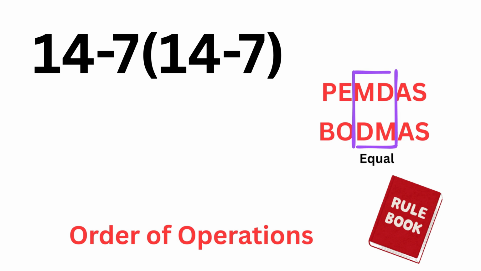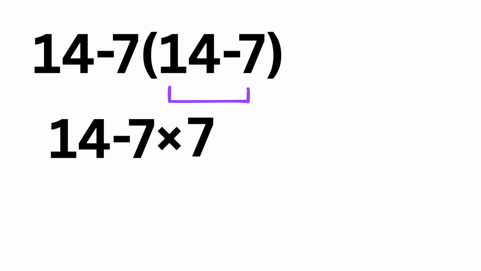Remember that multiplication and division have equal priority, and we have to work from left to right. And the same applies to addition and subtraction. So first, inside the parentheses, we have 14 minus 7, which equals 7. So we have 14 minus 7 times 7.